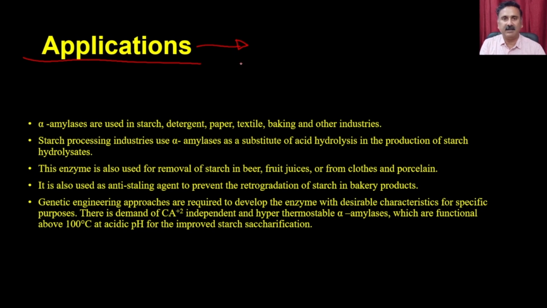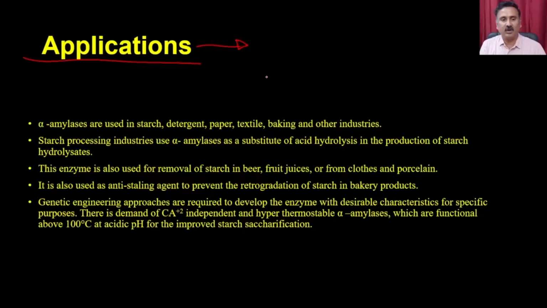Then what are the applications of the alpha amylase? One role is in the brewing industry, where it is going to make the sugar soft, and it is going to extract the sugar from the hay and other kinds of malt products, so that the fermentation is going to be better. So alpha amylases are used in the starch, detergent, paper, textile, baking, and other industries.